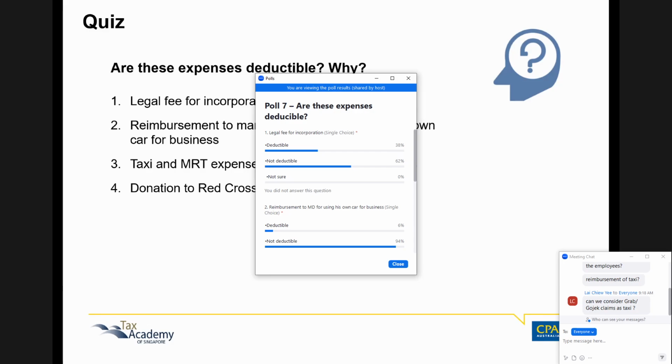Okay, so then lastly, the donation to Red Cross Singapore. I think to be fair, I've not touched on the part on donation yet, but this question is not so much to test understanding, but more to highlight a point early now. So for the company, a donation will be an expense, okay? But you have to remember that donations are not a deductible expense. You don't need to incur the donation in order to carry on your business.